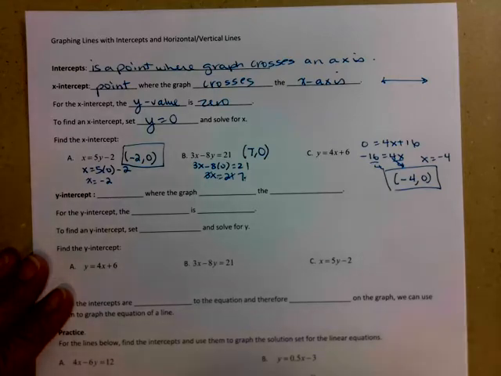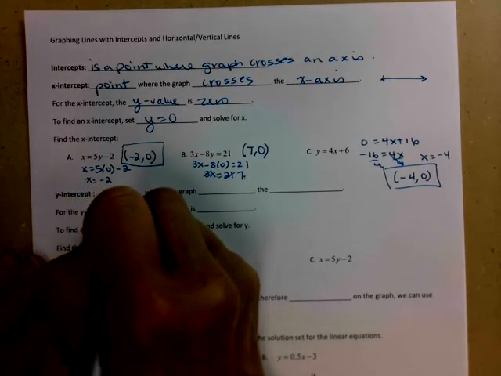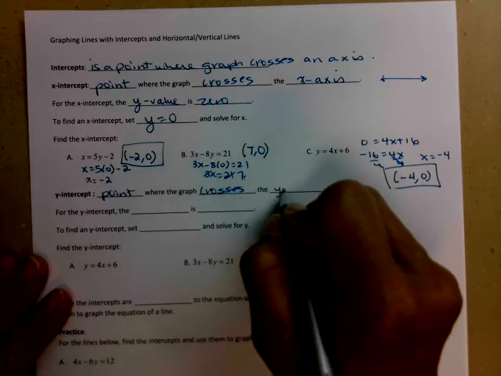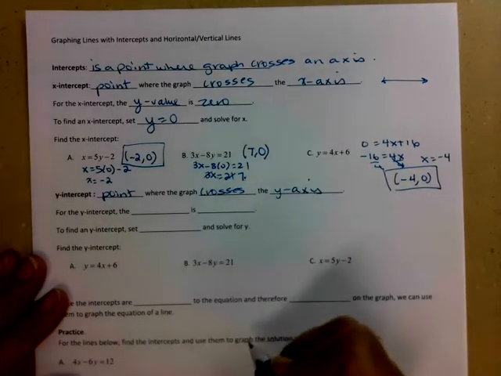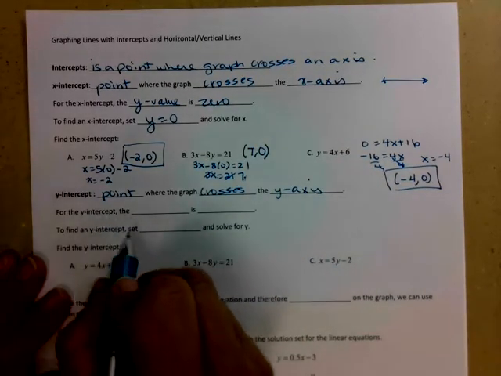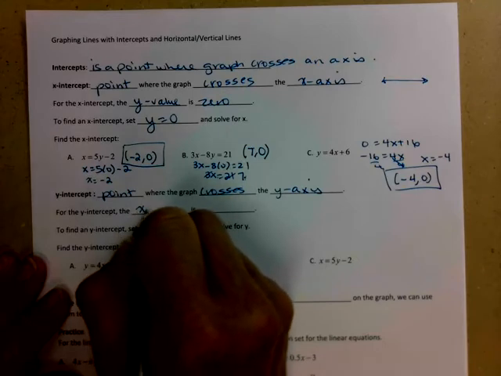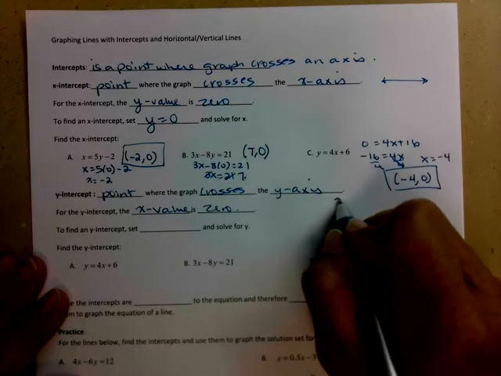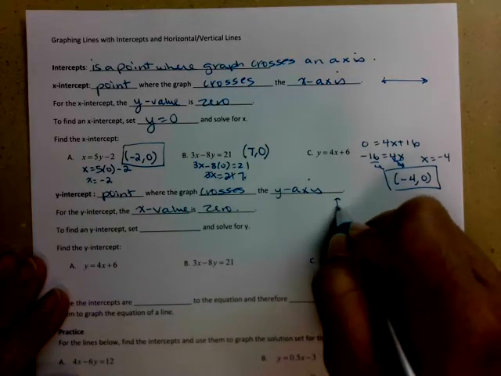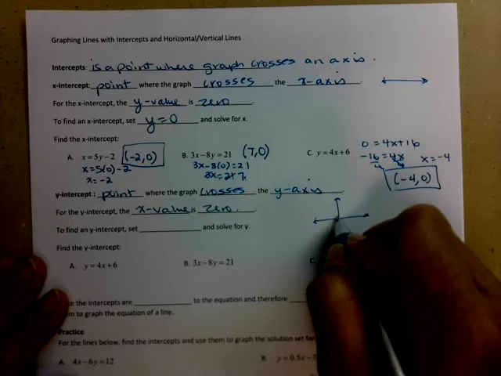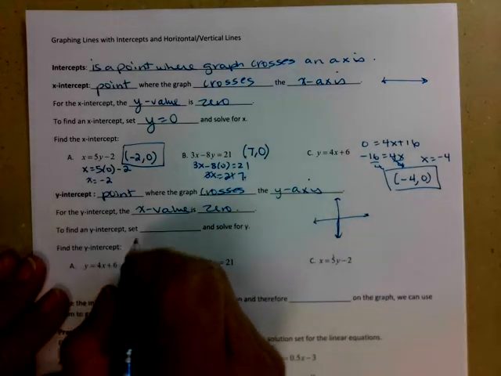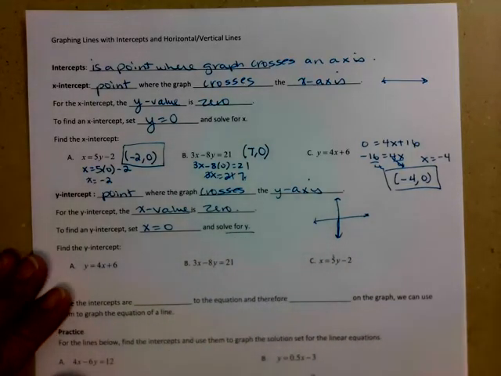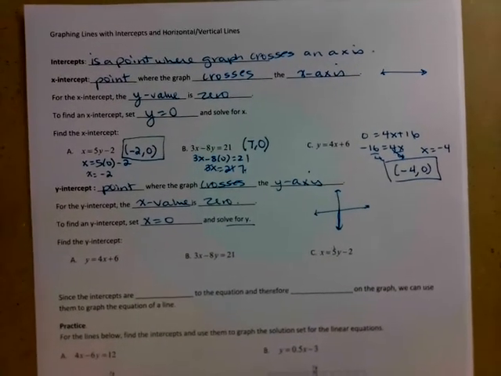So to find the y-intercept, it is the point where the graph crosses the y-axis. Y-intercept crosses the y-axis. And for the y-intercept, the x value is 0. So if you think about the y-axis, the vertical one, all along the vertical axis, the x values are 0. So to find the y-intercept, we set x equal to 0 and then solve for y. There you go. Practice on those same 3 lines.